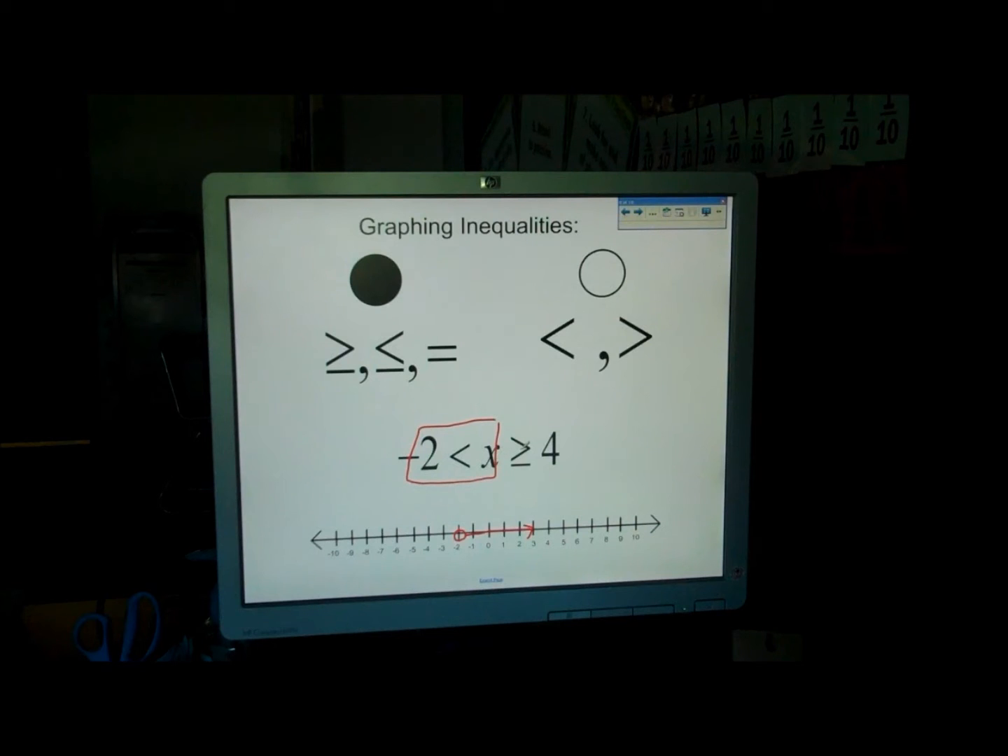Now, X has to be greater than or equal to 4. So here's my 4. Greater than or equal to. I'm going to give it a closed circle, and I need to shade this direction. So in order to make this true, I can pick any of these numbers out here. If I pick 7, I plug in 7. Negative 2 greater than 7 greater than or equal to 4.